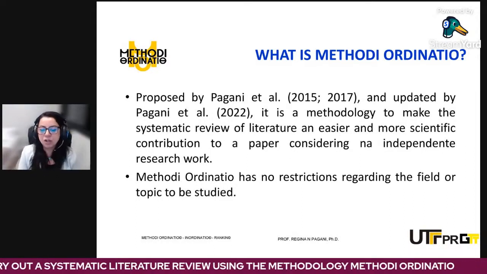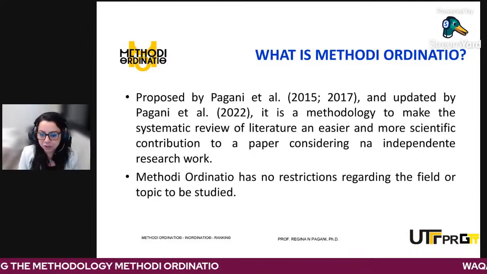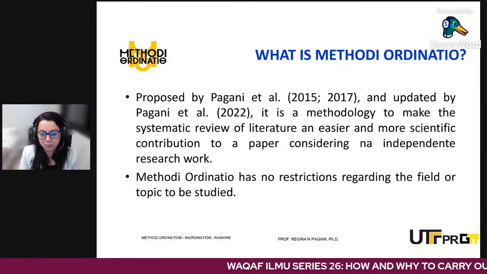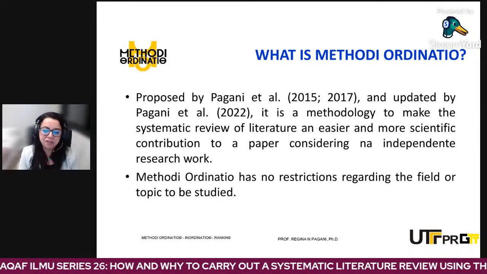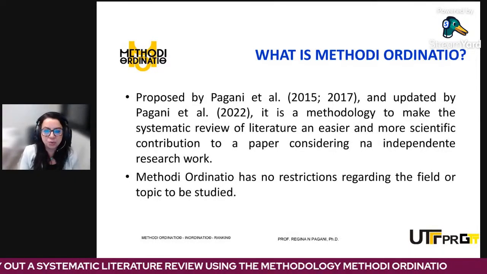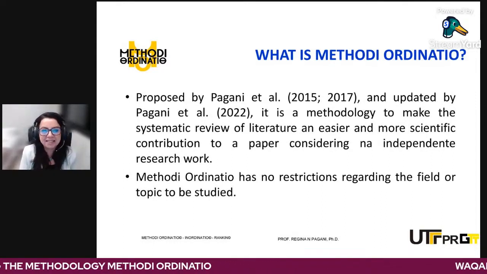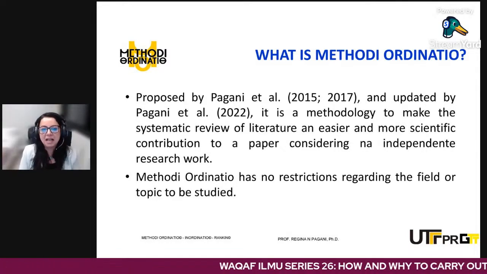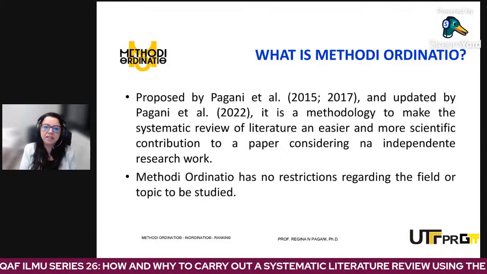Proposed by Pagani et al. 2015, 2017, and updated by Pagani et al. 2022, it is a methodology to make the systematic review an easier and more scientific contribution to a paper, considering an independent research work. Like me, I am an independent worker, like Professor Lim, he's independent. What does independent mean? It means that no matter if you have a big research group working with you, when you have to read, you are by yourself.